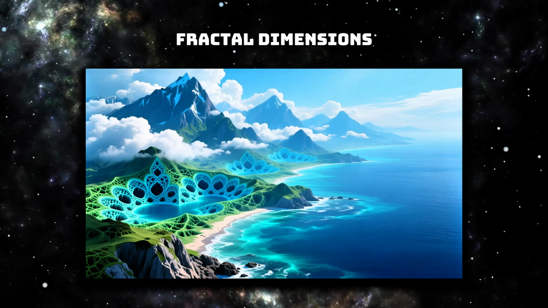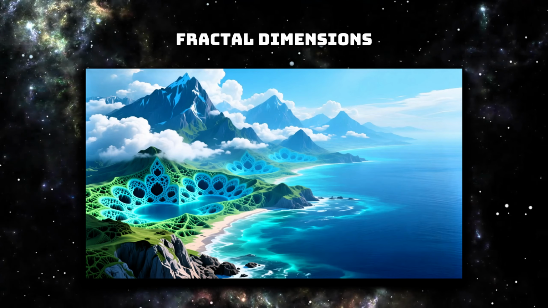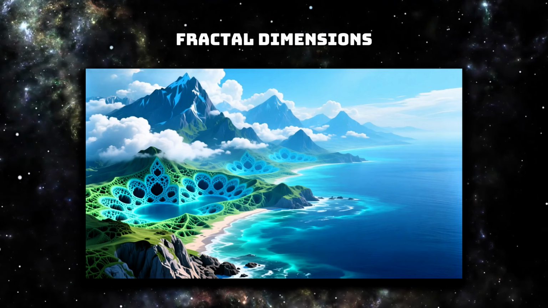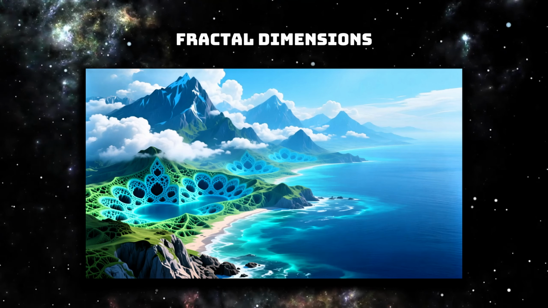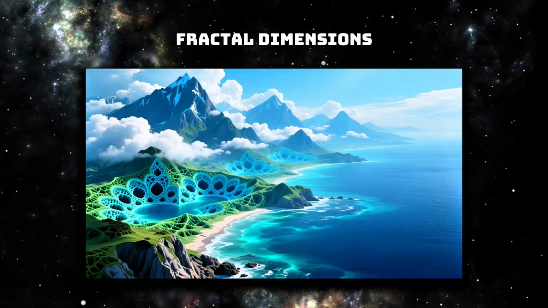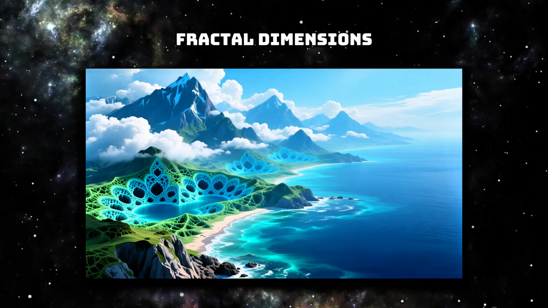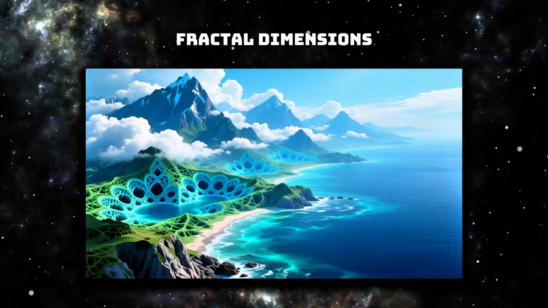These are known as fractal dimensions, and they reveal that nature does not always follow the tidy geometry of textbooks. Instead, it builds complexity through patterns that repeat, expand, twist, and fold in ways that break the rules of standard dimensions. A perfect example is a coastline.